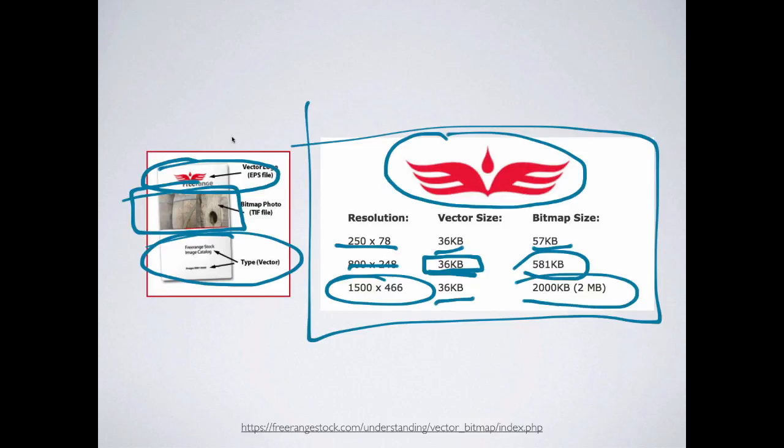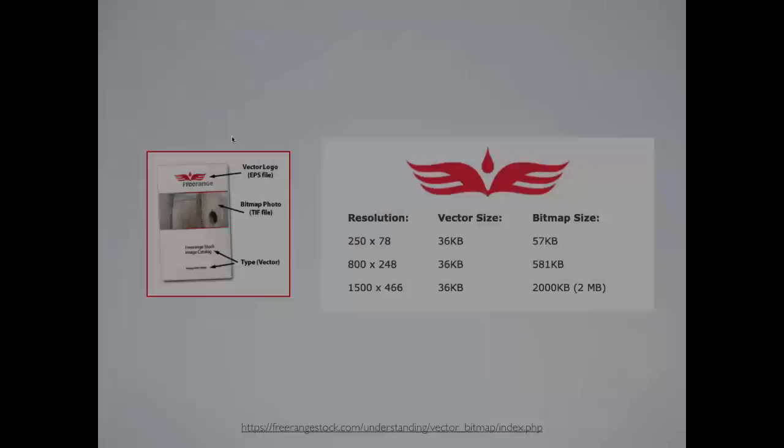But over here, almost 2 megabytes in size. So the larger we make this image, the bigger these file sizes get, where the vector file sizes stay very, very small. So it's important to distinguish there's a distinct difference between those two.